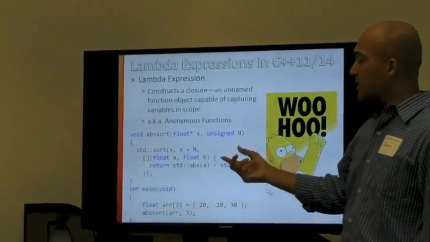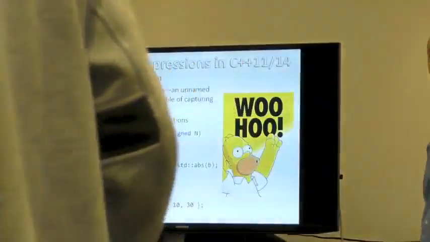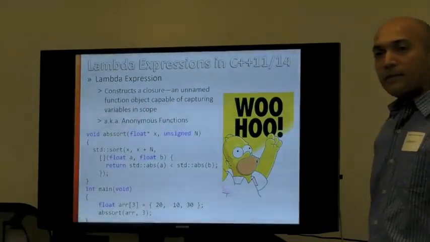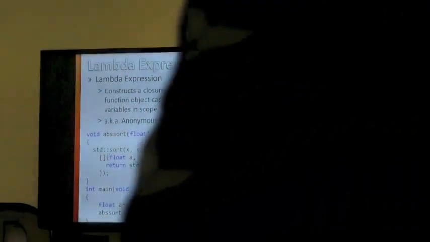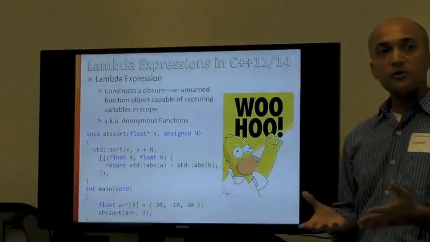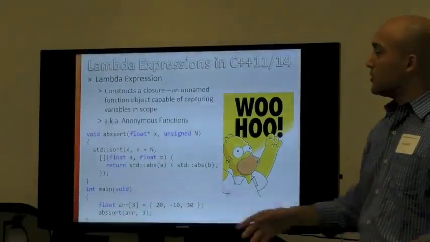The rest of it should look very much like a function, and it is in fact a function. It takes two arguments, two floats A and B, and we are simply calling absolute on both and returning the comparison. So this particular lambda expression produces an object that is passed as the third argument to std::sort, and that's about it. It's really nothing fancy.